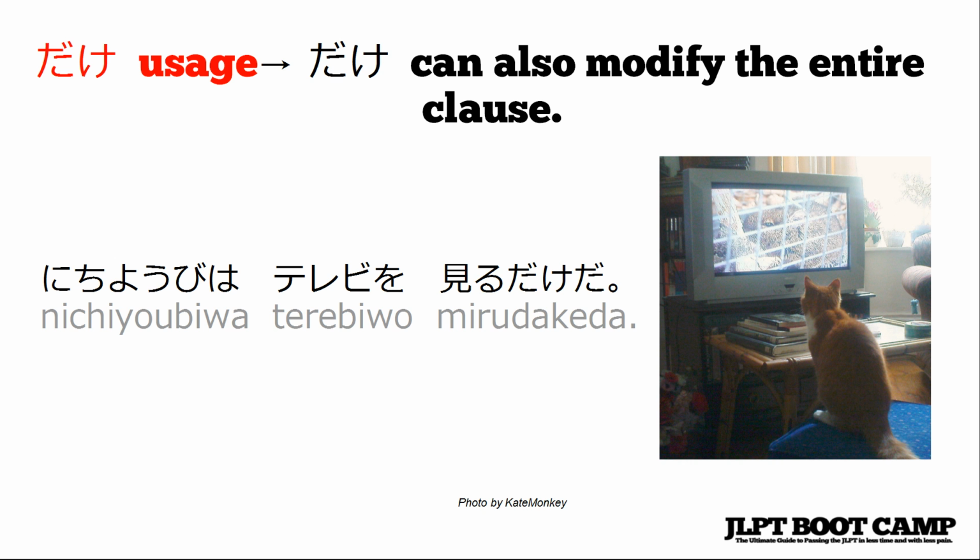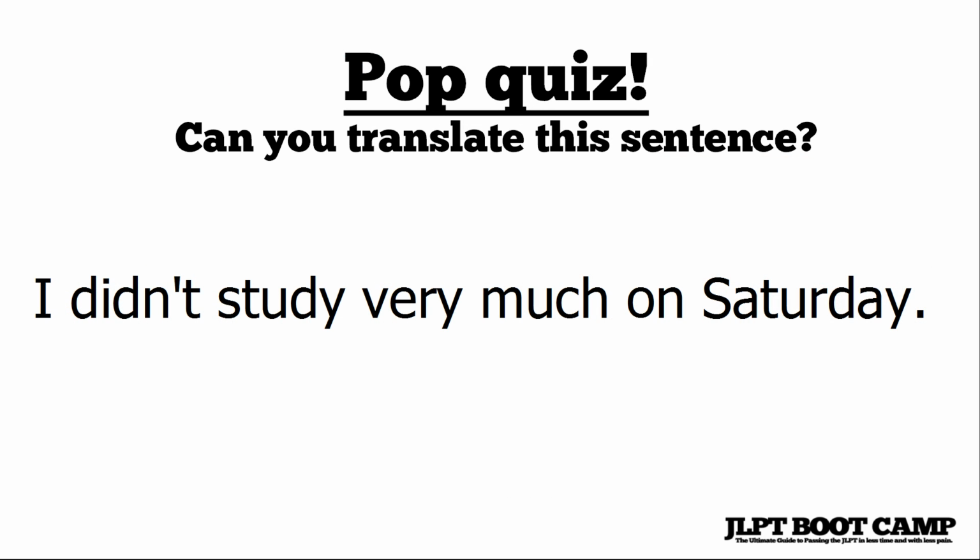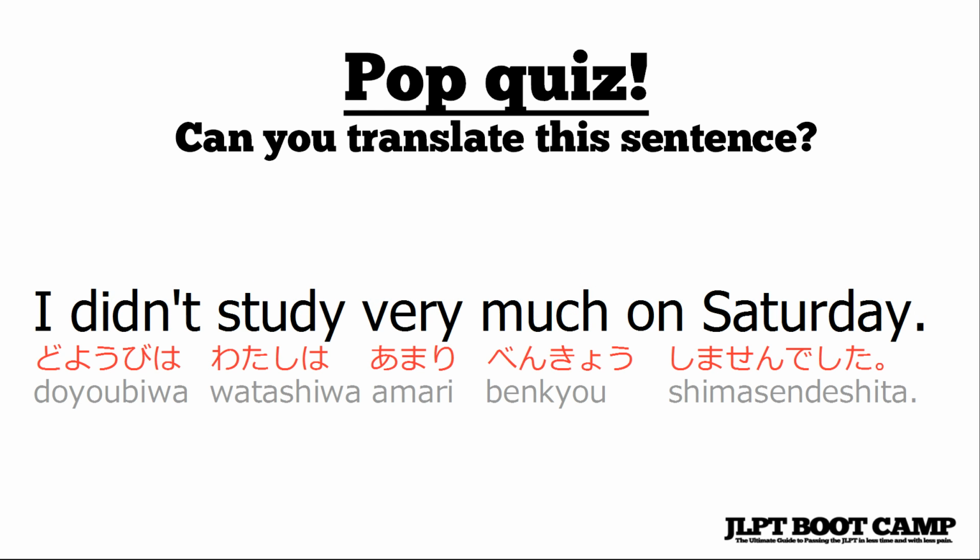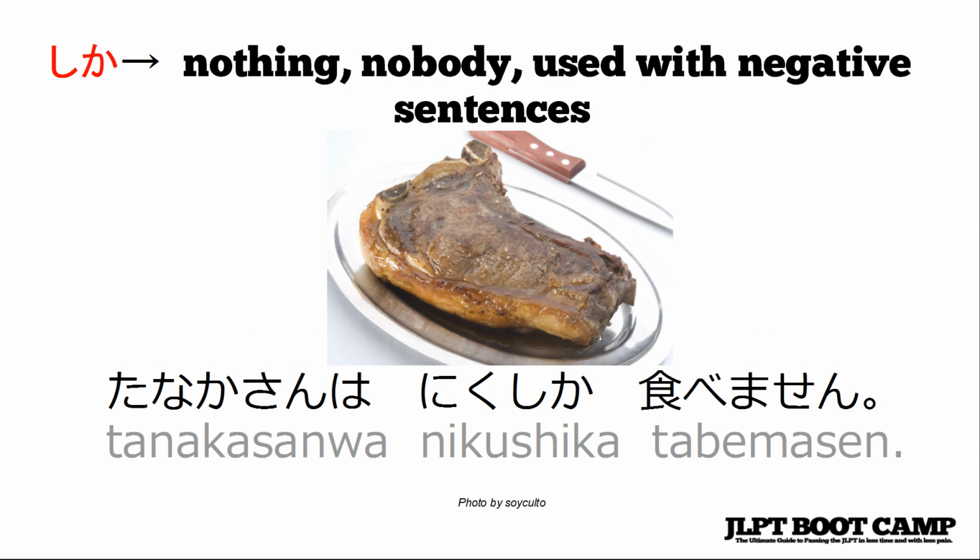All right, pop quiz. Can you translate this sentence? I didn't study very much on Saturday. Okay. In Japanese, that would be doyoubi wa watashi wa amari benkyou shimasen deshita. Again, we can use amari to talk about not very much, not very, and we have to use the negative tense here, even for the past. Shimasen deshita.